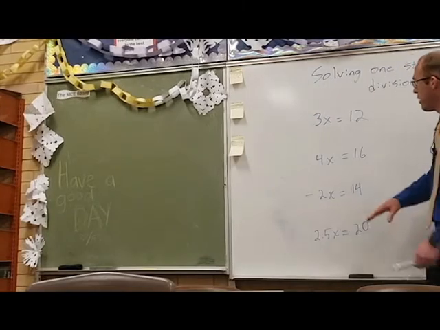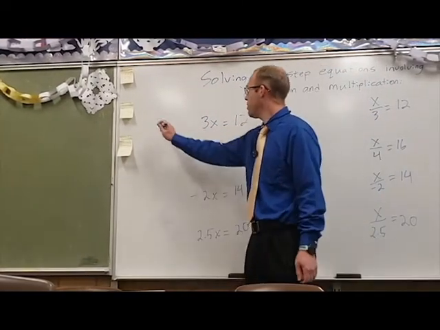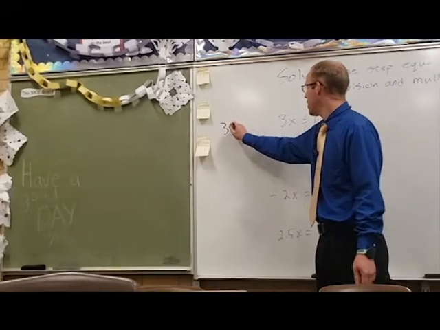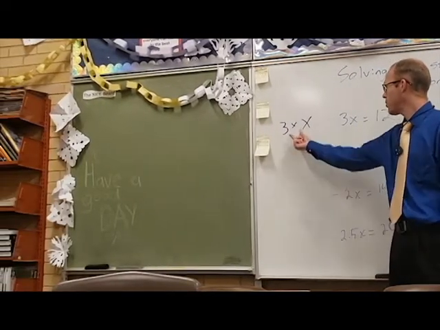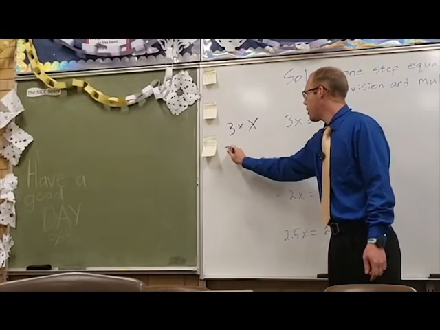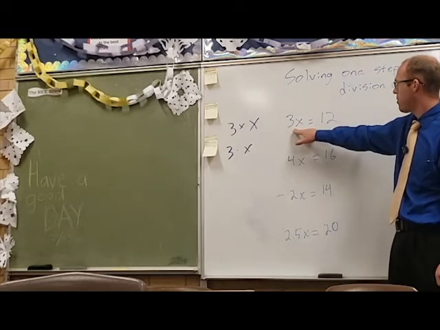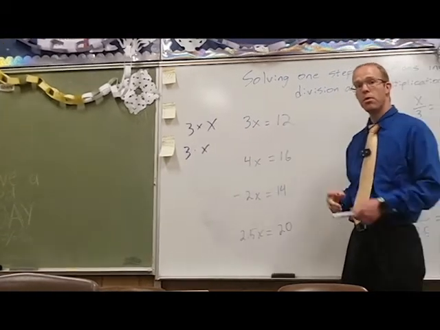Now there's one thing that we need to recognize right here. This 3x really means we're doing 3 times x. We don't use that multiplication symbol anymore because it looks too much like the variable. You could write it as 3 times x this way.